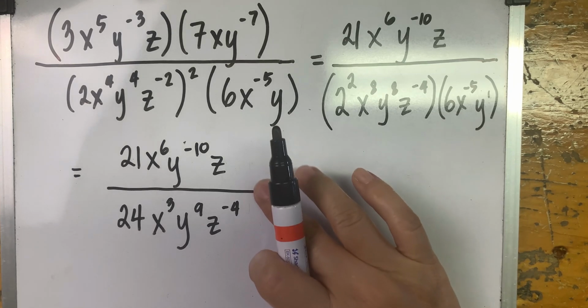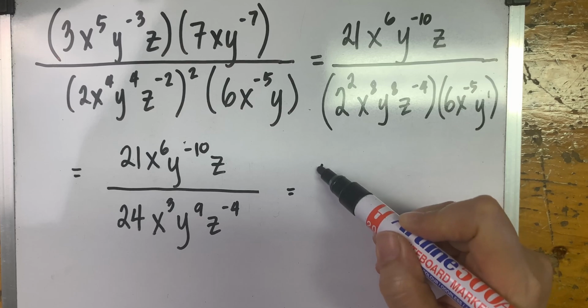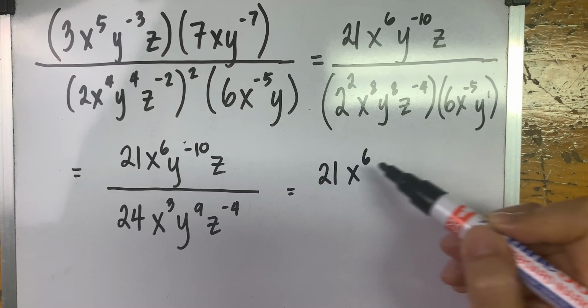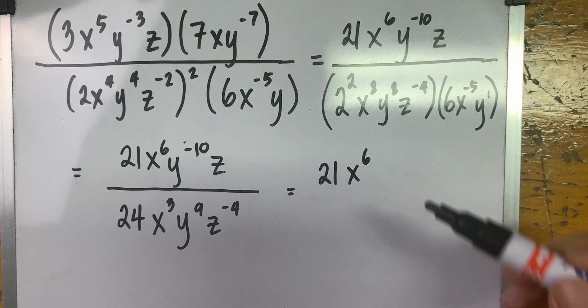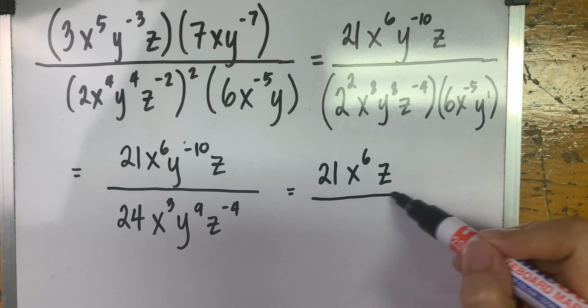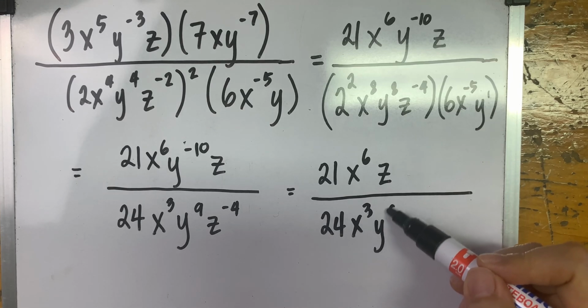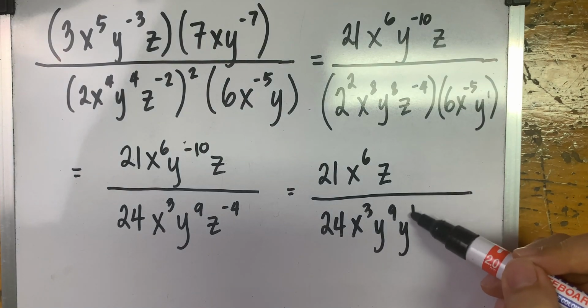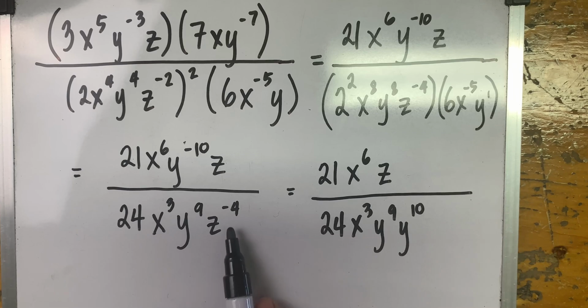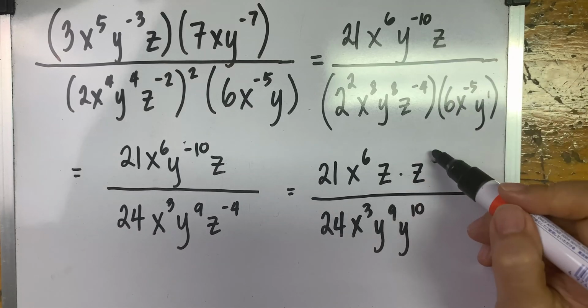Remember dun sa previous video ko, kapag merong negative sa numerator, ibababa natin yon. At kapag merong negative exponent sa denominator, iaakyat natin. So, we have 21x to the 6. Yung y to the negative 10, ibaba natin. Yung z, stay lang dyan. Okay? And then, over 24x cube, y to the 9th, and then yung y to the 10 kanina, ibaba natin. Yung z to the negative 4, dahil negative 4 siya, iakyat natin dun sa taas. So, z to the positive 4.